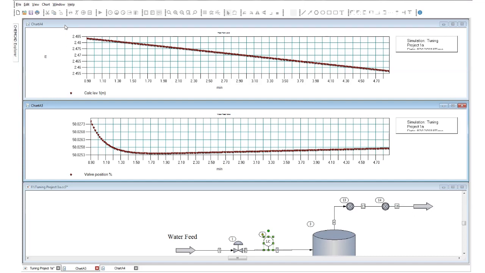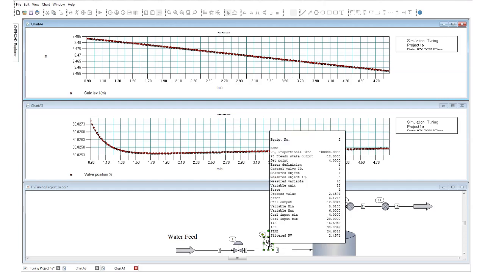And if I look at the height in my tank, it's at 2.48, a little bit above that, and it's decreasing with time. So essentially, what I have is my valve is not open far enough to maintain that constant value. So what I'm going to do now is allow my controller to do some work for me.